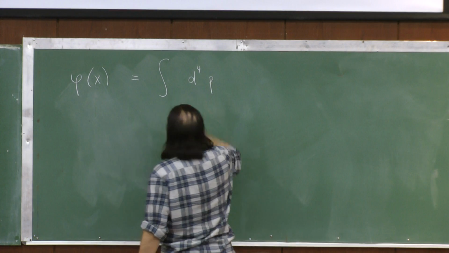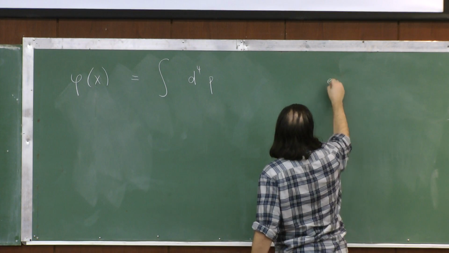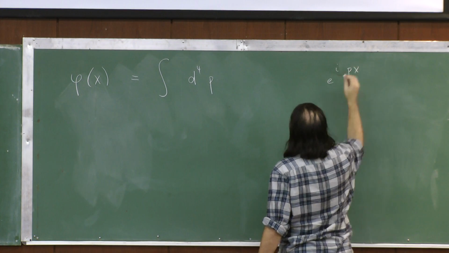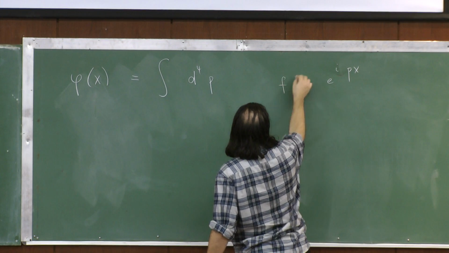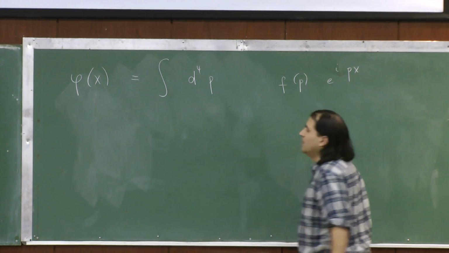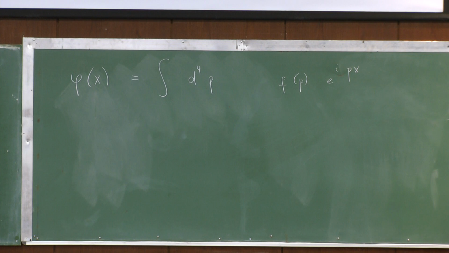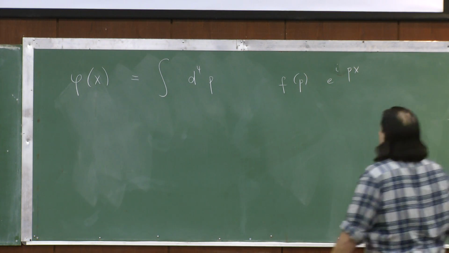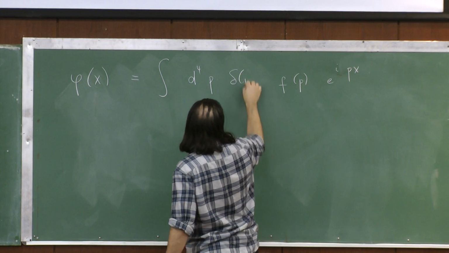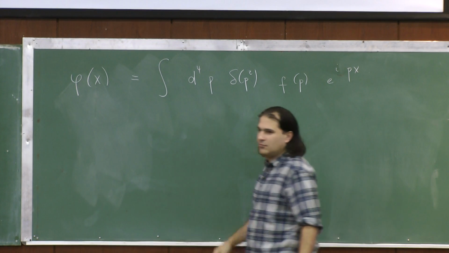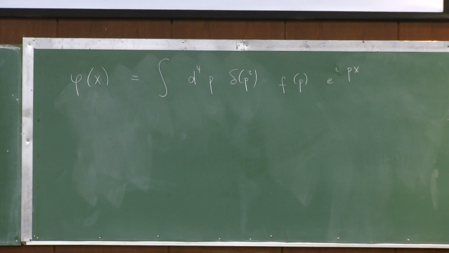Well, I want to write it as a sum over plane waves with some maybe f of p, right? But for this to be a solution of the wave equation, I should only integrate over the p's that satisfy p squared equals 0, right? So I'm going to put a delta of p squared here. So that's a general solution of the wave equation. If I hand you some f of p, you can build a general solution of the wave equation this way.